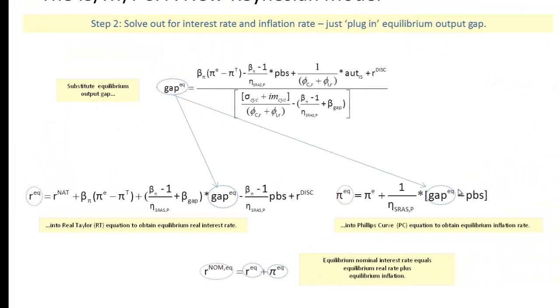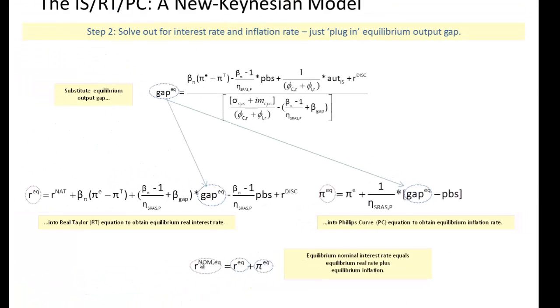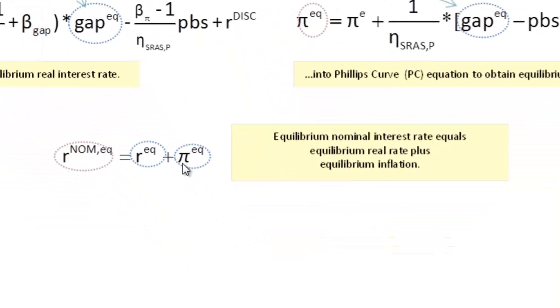And then over here, this is our Phillips curve. We plug in our expected inflation, our equilibrium gap, and our productivity-based shock to the short-run aggregate supply curve, and we will get our equilibrium inflation. And finally, to get the nominal rate of interest, we're going to calculate this the easy way. We're just going to take the real rate of interest plus the inflation rate, and that'll get us the nominal interest rate.